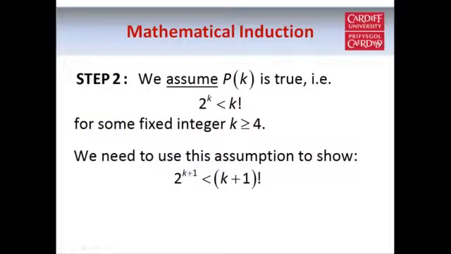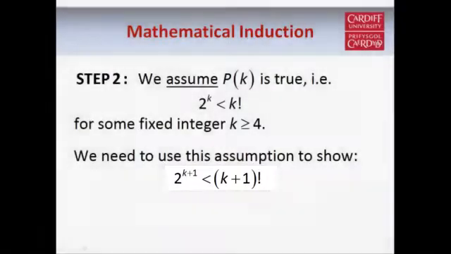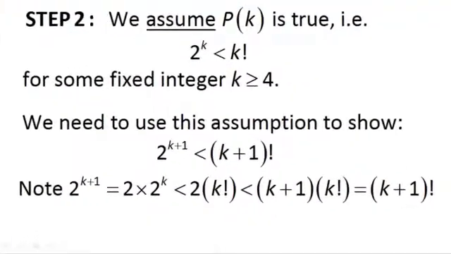And we need to show that our statement is true when n equals k plus 1. So in other words, we need to show that 2 to the power k plus 1 is smaller than k plus 1 factorial. And in fact, we can do this quite easily.